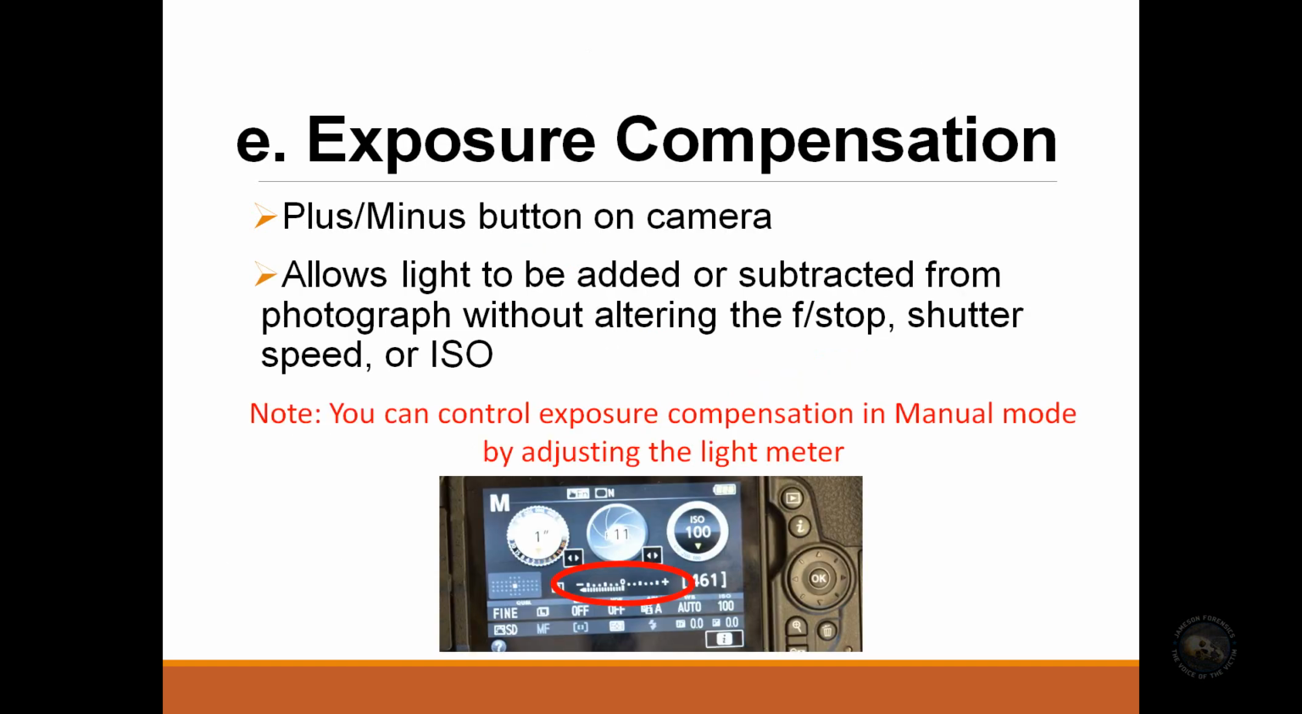So exposure compensation on a camera is the plus and minus button on the camera. It allows light to be added or subtracted from the photograph without altering the f-stop, shutter speed, or ISO. You can control the exposure compensation in manual mode by adjusting the light meter. It does not function when in automatic mode. It works in A, S, and P modes.